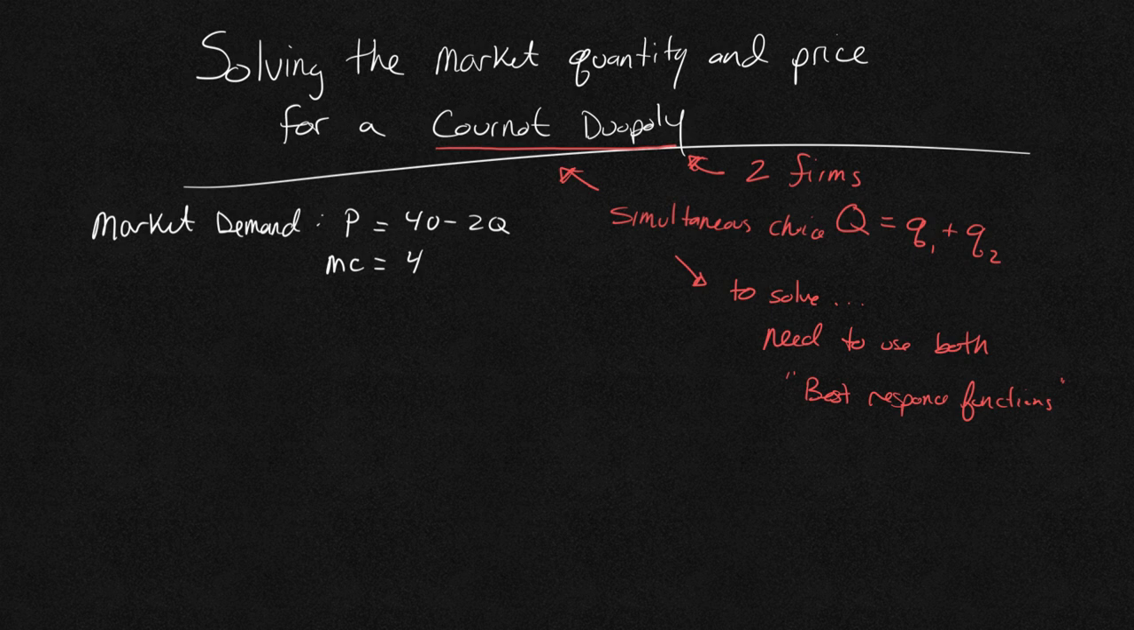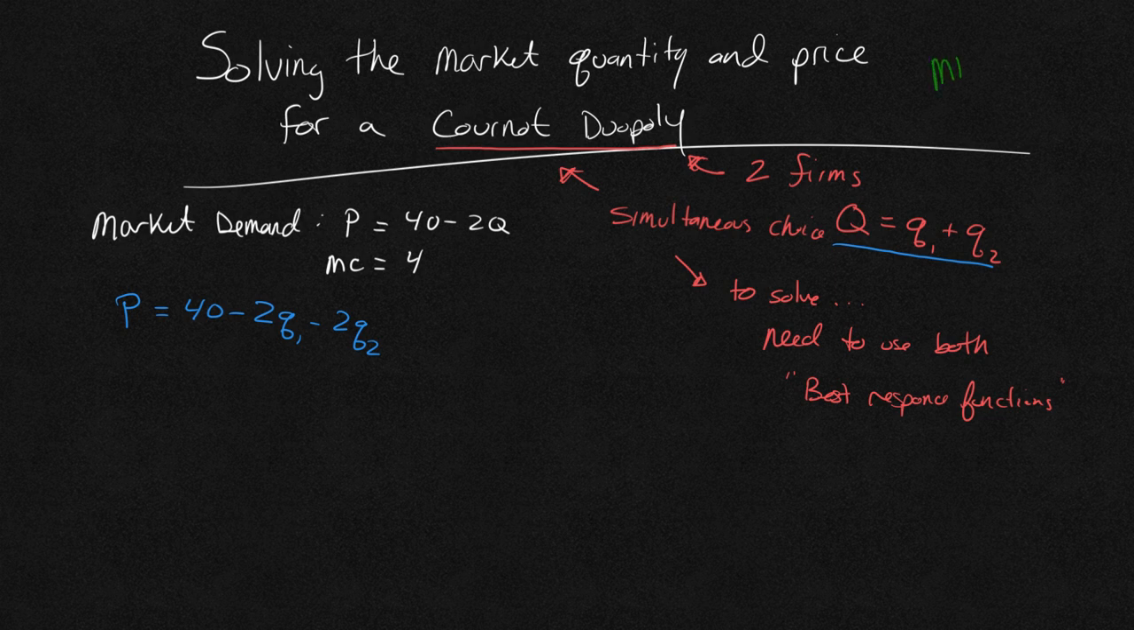So if you're given the market demand of P equals 40 minus 2Q and a marginal cost of 4, how are we going to figure out what q1 should be and what q2 should be? The first step is that if I know quantity equals firm 1's quantity plus firm 2's quantity, I can rewrite this market demand as P equals 40 minus 2q1 minus 2q2. And that's going to be important because at the end of the day, I'm going to put this up here so that we have it forever.